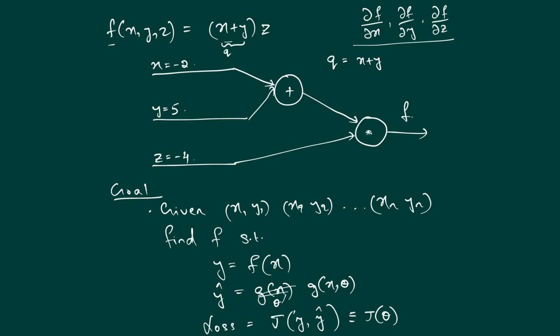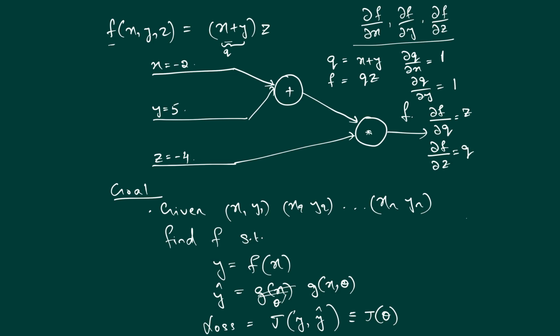So we have our q, and at this point, f becomes q into z, right? So if we were to just look at the partial of q with respect to x, del q by del x is equal to 1, right? Del q by del y is equal to 1, and del f by del q is equal to z, and del f by del z is equal to q. So this is all pretty standard so far.